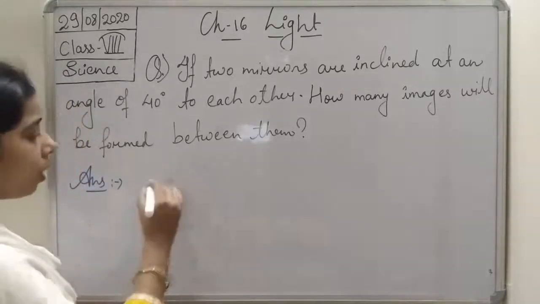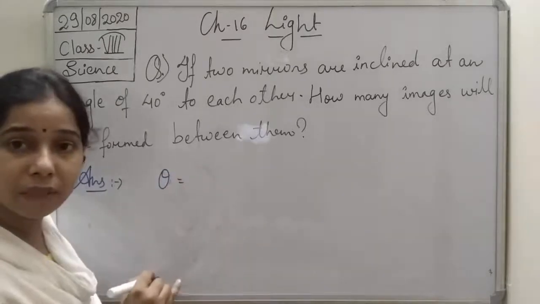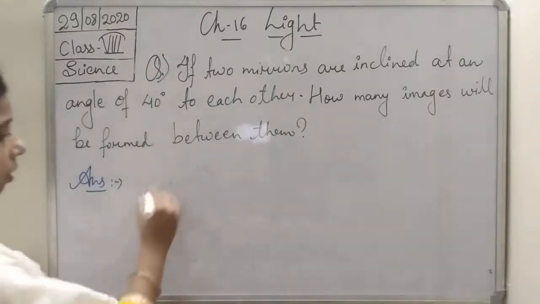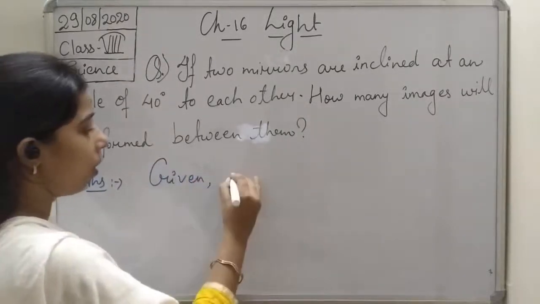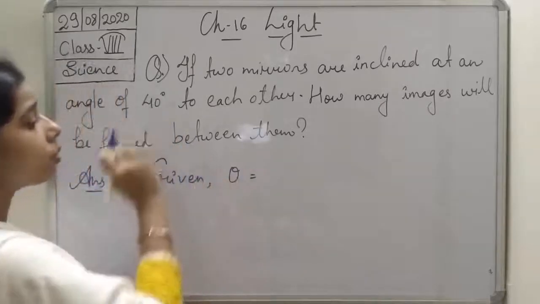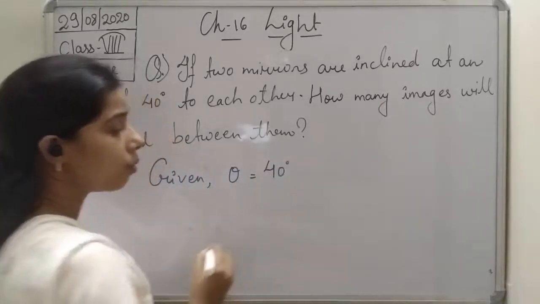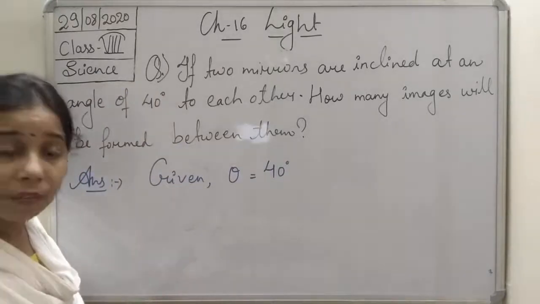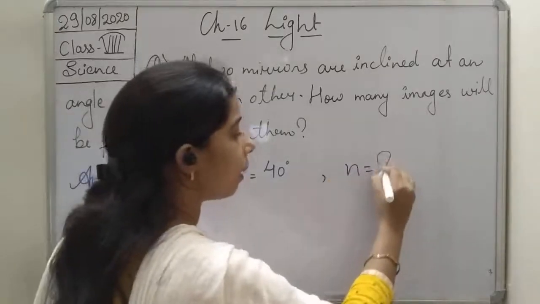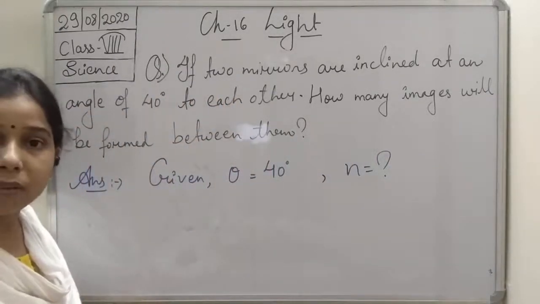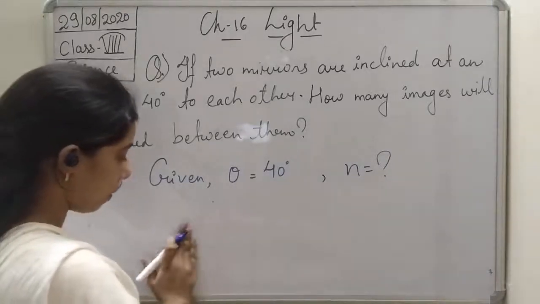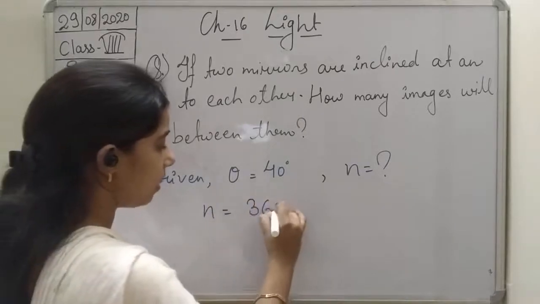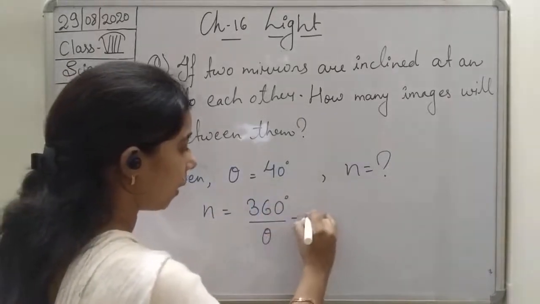So you see here student, theta. What is the thing which is given here? So we can write given. Given is theta. So theta is equal to the angle given between these two mirrors, students, that is 40 degree. So theta is given, that is 40 degree. What we have to find? We have to find the number of images. Now we know the formula, and the formula is n is equal to 360 degree upon theta minus 1.